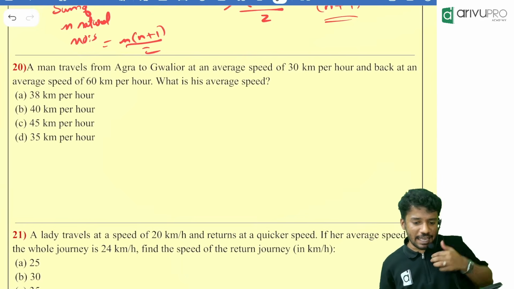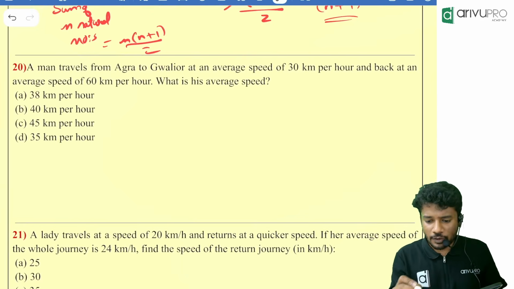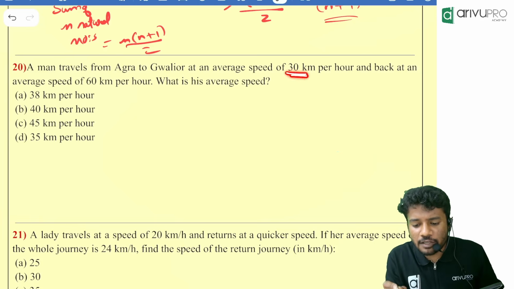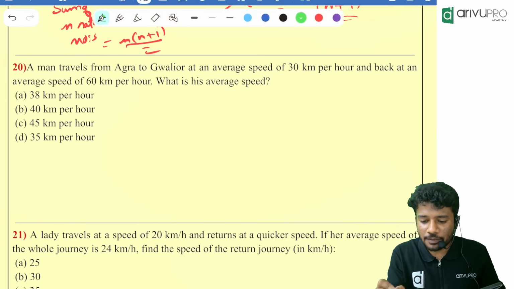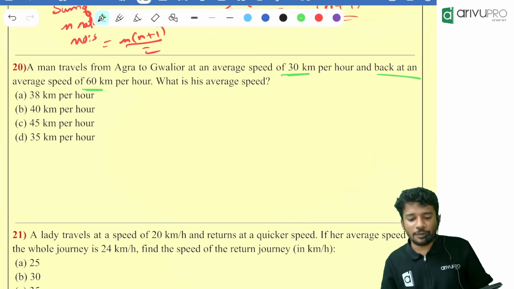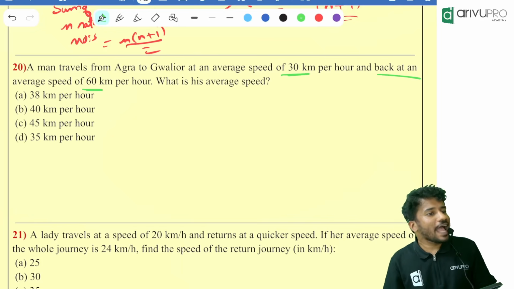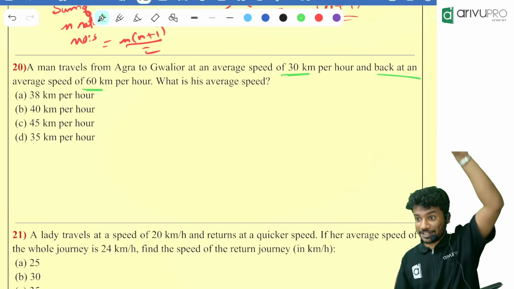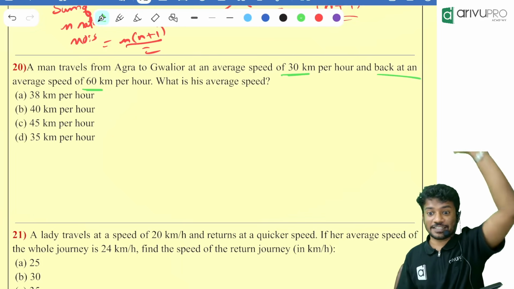Look at the next question. A man travels from Agra to Gwalior at an average speed of 30 km per hour, and back at an average speed of 60 km per hour. What is the average speed is the question. 7th standard question. Okay. Literally 7th standard question.